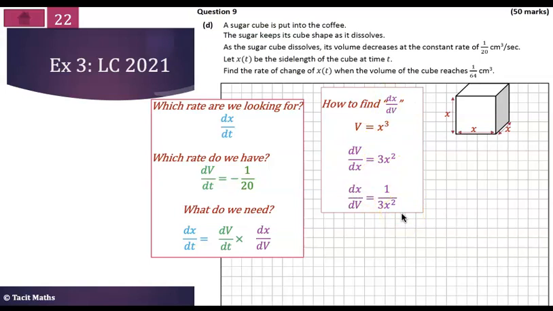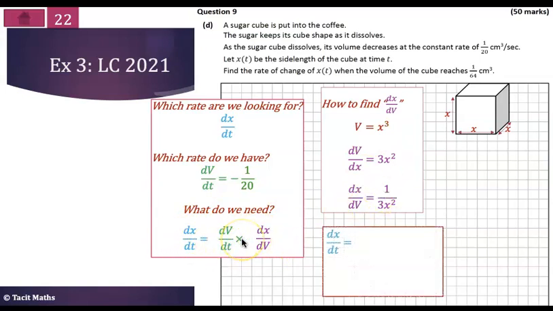Okay, so again, if you're not familiar with these types of questions, none of this is going to make sense. But if you know the process, if you have that kind of schematic in your head, this should all make sense. We know we're looking for this, we have this, we now have this as well. So we can sub this now into that formula. So dx dt is going to be dv dt, which is minus 1 over 20, multiplied by 1 over 3x squared. So that comes out as that.